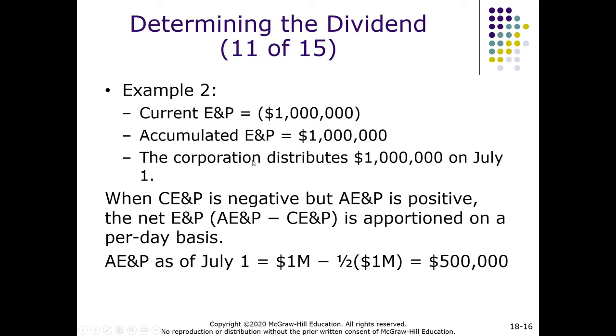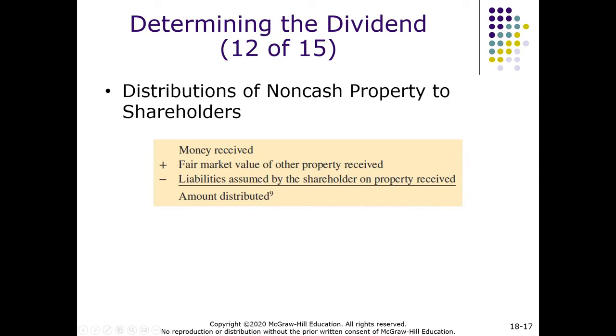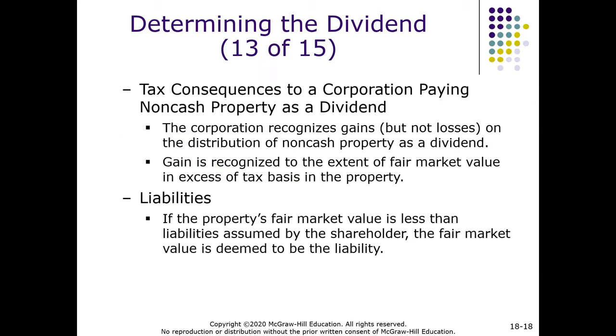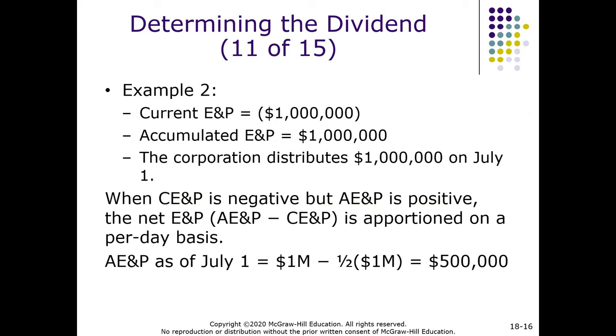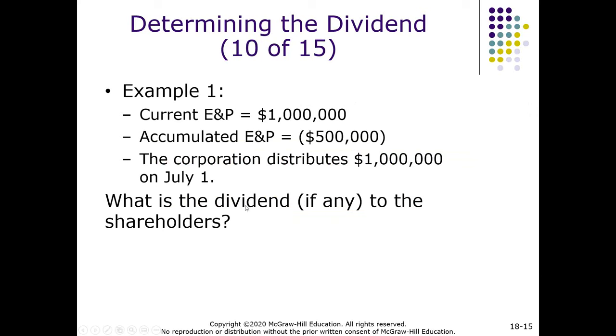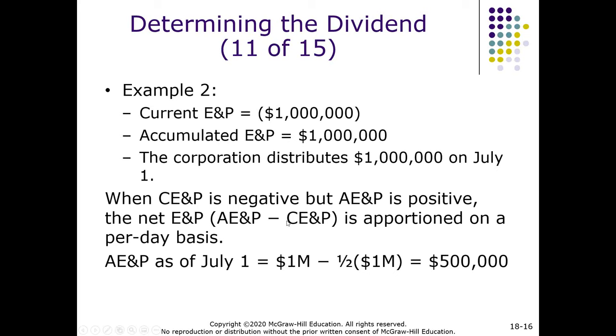Okay, so basically what they're doing is CEMP is negative, AEMP is positive. The net EMP is portioned on a per daily basis, 500,000. I thought they would have gone more into that. Yeah, that would be my thought. Oh, I see what's going on. I thought this was example two. So my recommendation is basically it's 100% dividend, okay? Sorry, I didn't read that right.